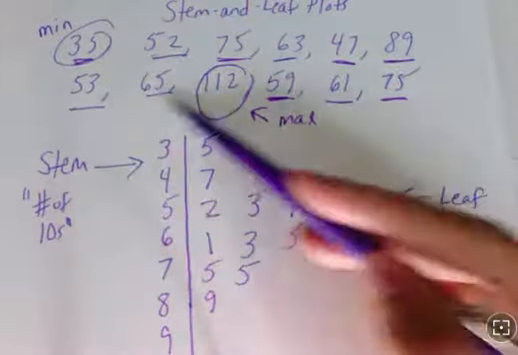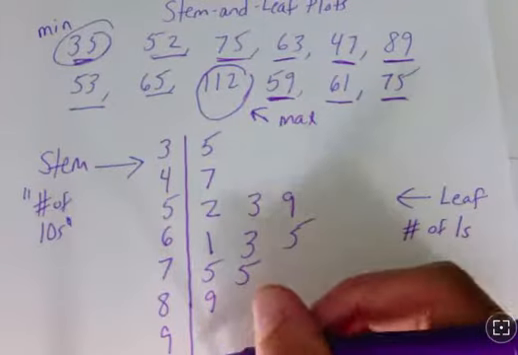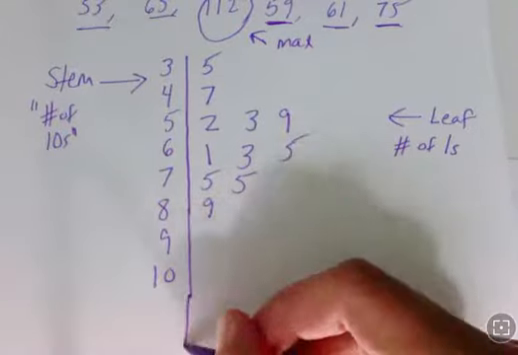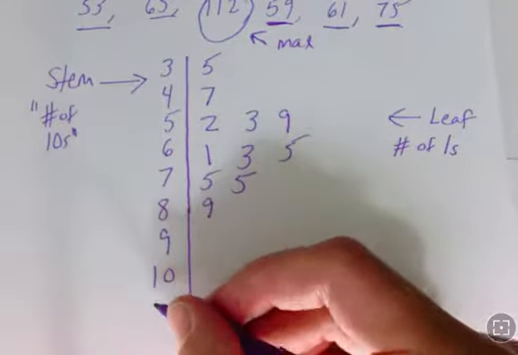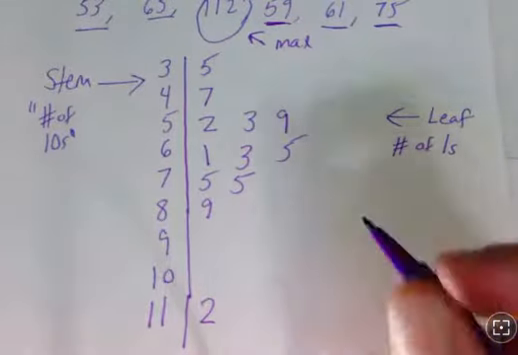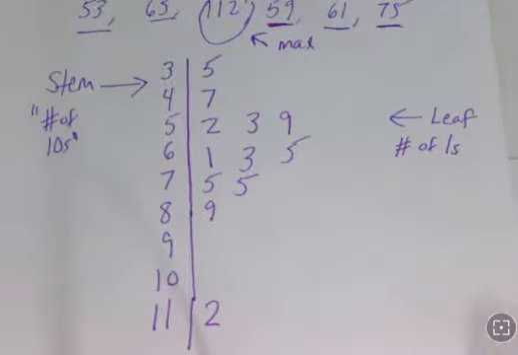Now it looks like there's no 90s, there's just this 112 left. And a 112 doesn't have just 10 tens, it has 11 tens. So 112 we would write like that. So this is our stem and leaf plot.